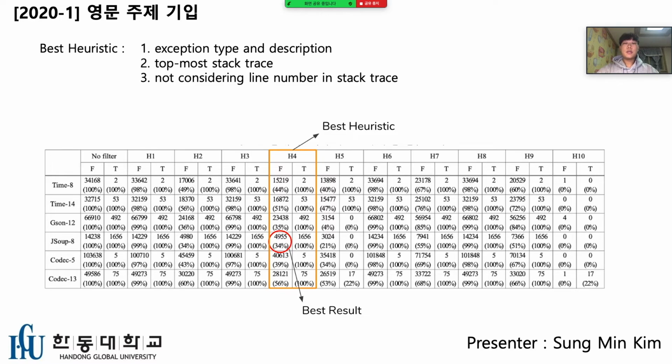Furthermore, it can be concluded that the fourth heuristic that matches error messages with exception type and description, topmost stack trace with no line number, produces the best result, removing most false alarms while catching all the bugs. With this experiment, we have submitted a paper to the Korean Software Congress.